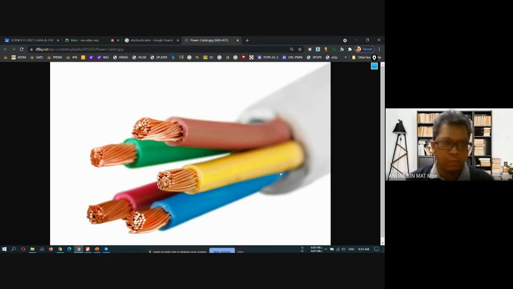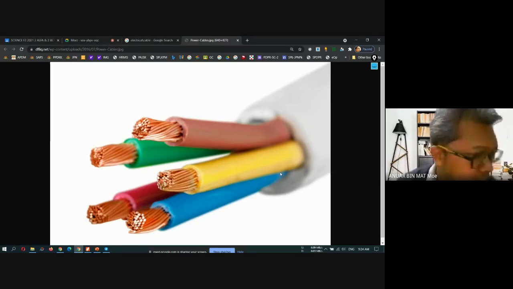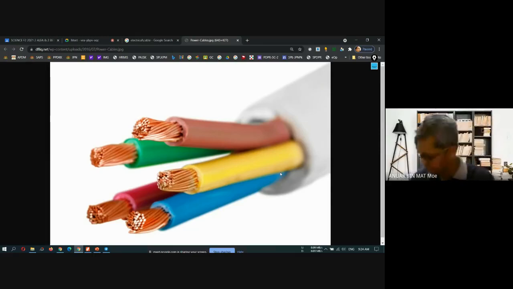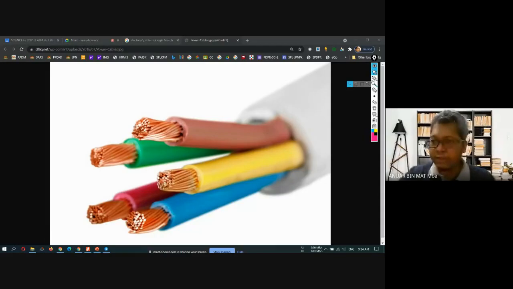You still remember Form 1? We already learned it in Form 1. Copper, good what? Class? Insulator or conductor of electric? This one, yes. At the middle here, this is copper, usually made from copper. And then outside here, later on.